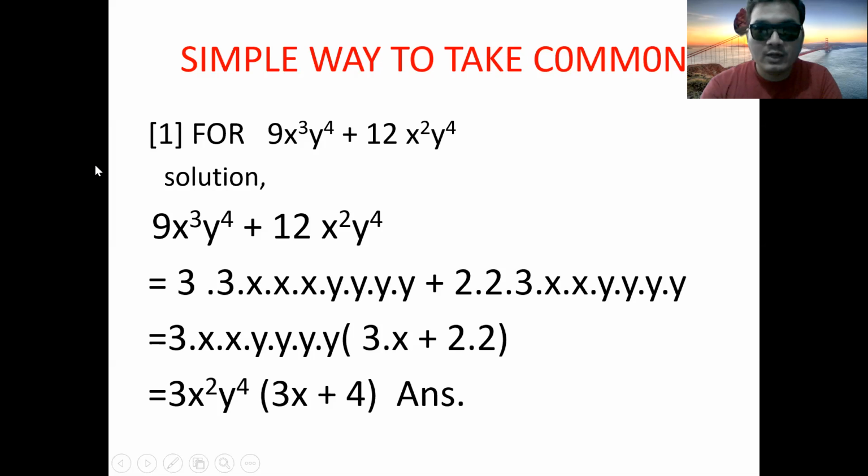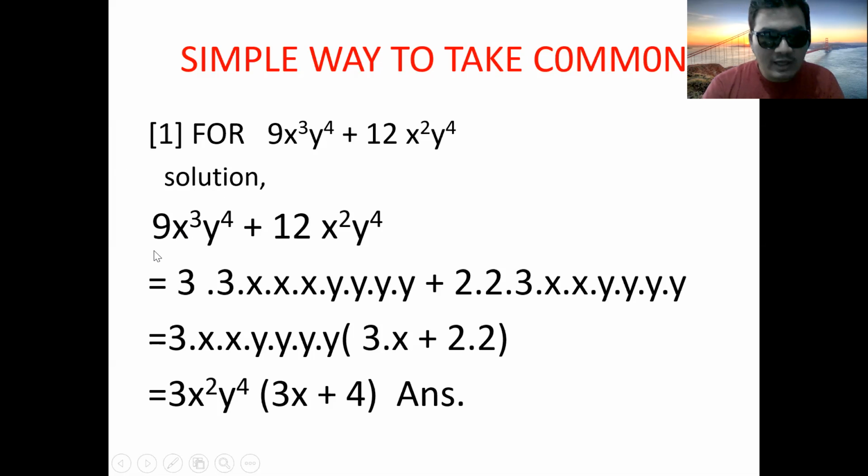First of all, here is given number 1: 9x cube y power 4 plus 12x square y power 4. Write the solution, then write the question again. Here is the question right here.